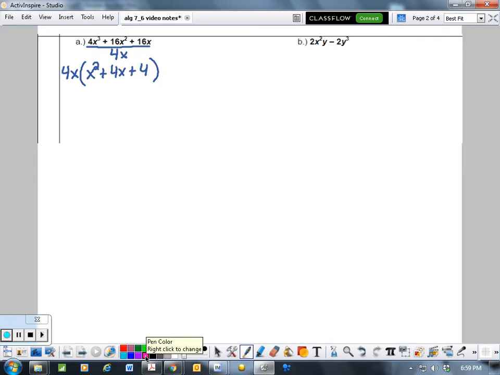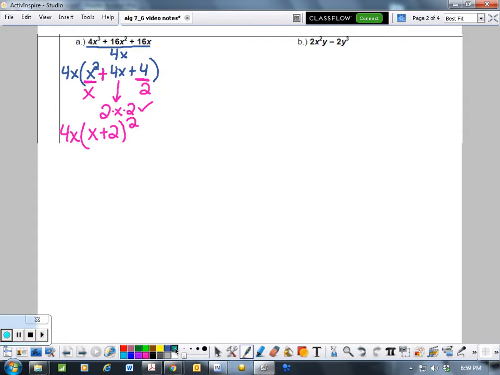I could factor it normally, or I can look and say, hey, this is a perfect square and this is a perfect square. This is really x times x, and this is really 2 times 2, and then I can check my middle. Is this really 2 times x times 2? Yep. So this becomes 4x times x plus 2, since this worked. And there's a plus squared.